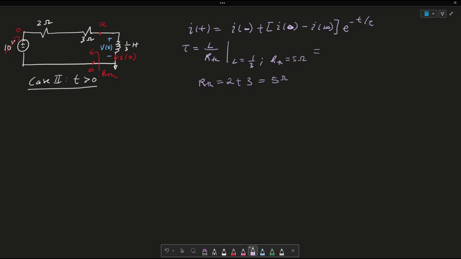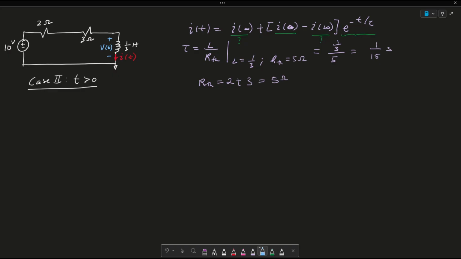So then tau is going to be 1/3/5 ohms, which is equal to 1/15 seconds. So now we know everything we need for the exponential. We know our initial condition, so we just need to find our final values to input in here.